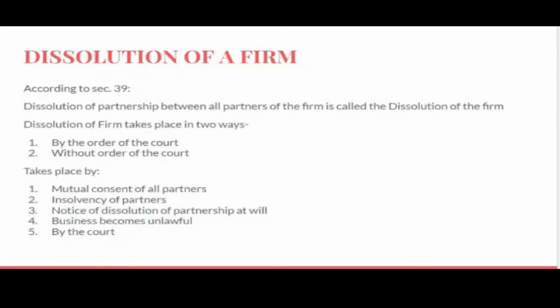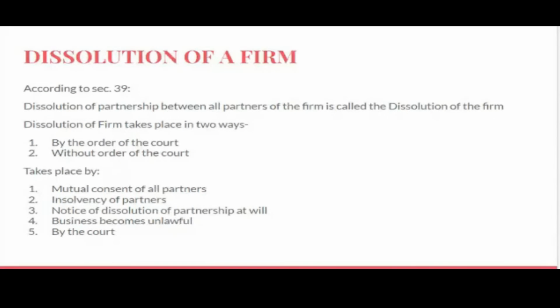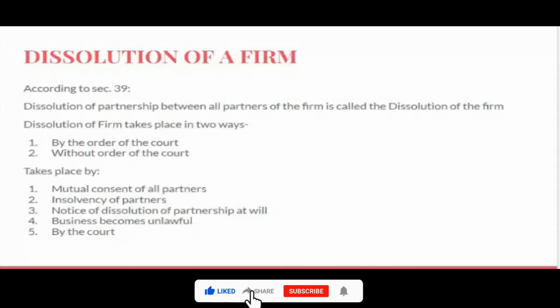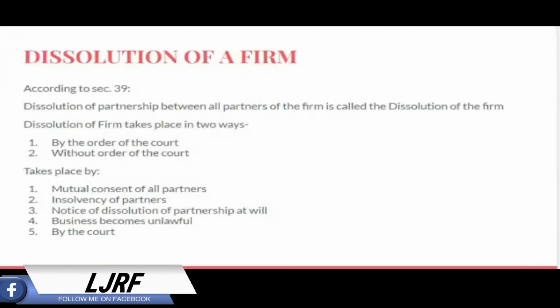Another is dissolution of a firm. It is slightly different from dissolution of a partnership. It is mentioned in Section 39. According to this, dissolution of the partnership between all partners of a firm is called dissolution of the firm. And it can take place in two ways: by the order of the court and without the order of the court. It can take place by mutual consent of all partners, insolvency of partners, notice of dissolution of partnership at will, if the business becomes unlawful, and by the order of the court. In these five ways, the dissolution can take place.